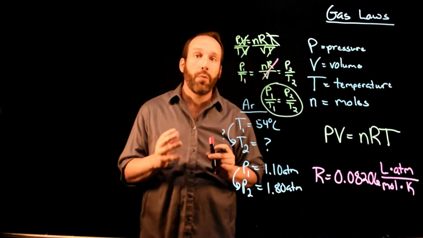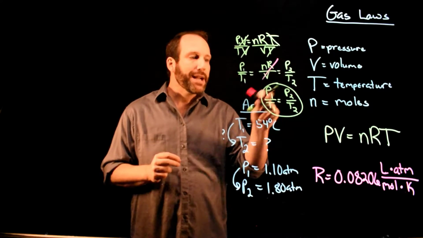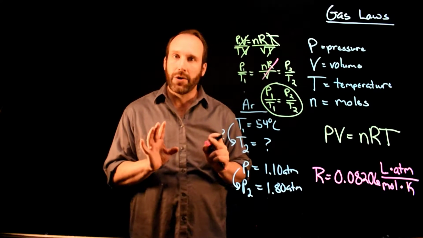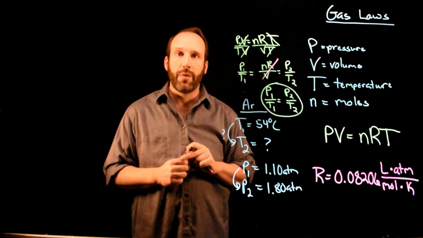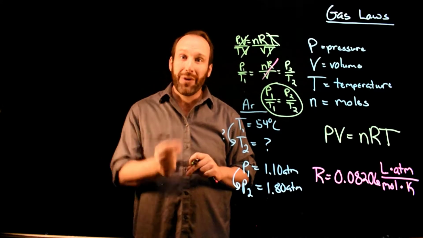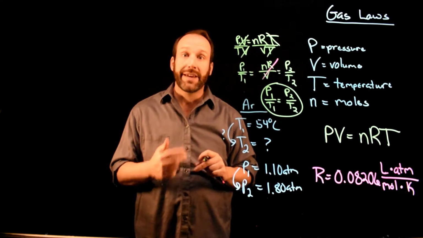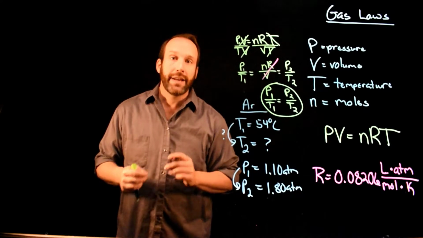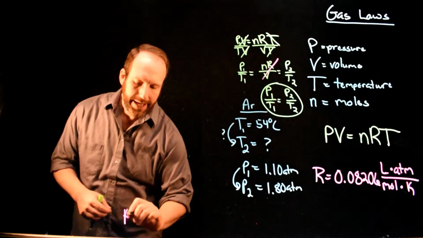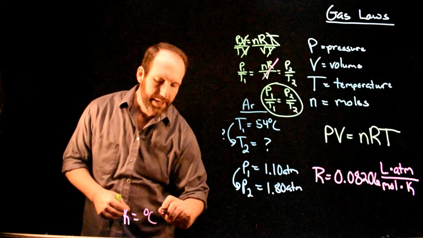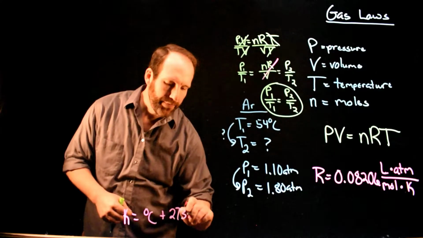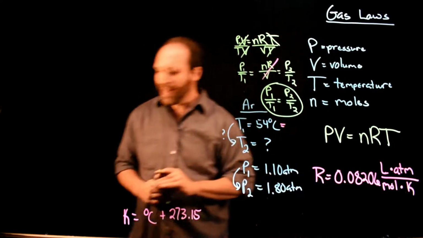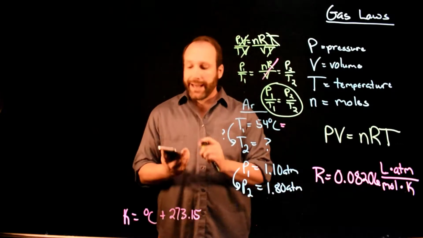Now remember, one of the things that I said earlier is that in these kinds of problems, the units for pressure and volume don't necessarily matter as long as they're the same on both sides of the equation. But for temperature, it's critical that we put temperature in units of Kelvin. Okay? Let's remember the relationship between Kelvin and Celsius: the temperature in Kelvin is equal to the temperature in Celsius plus 273.